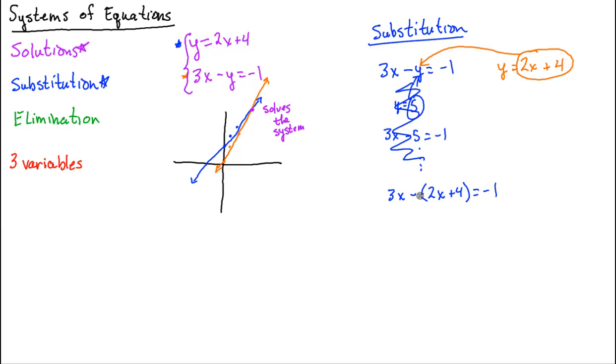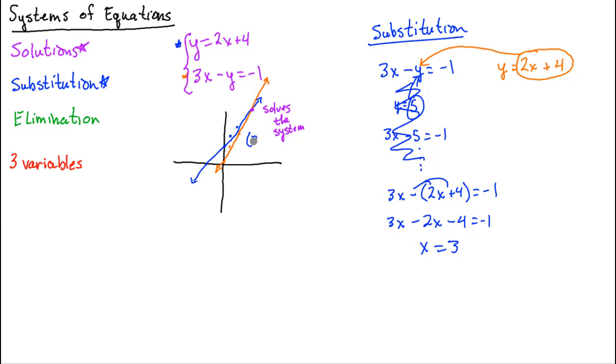We now have an equation that only has one variable. These each have two variables, infinitely many solutions. Now, by substituting the one line into the other, we get 3x minus 2x minus 4 equals negative 1. 3x minus 2x is x, and x minus 4, add 4 to both sides, and we get x equals 3.